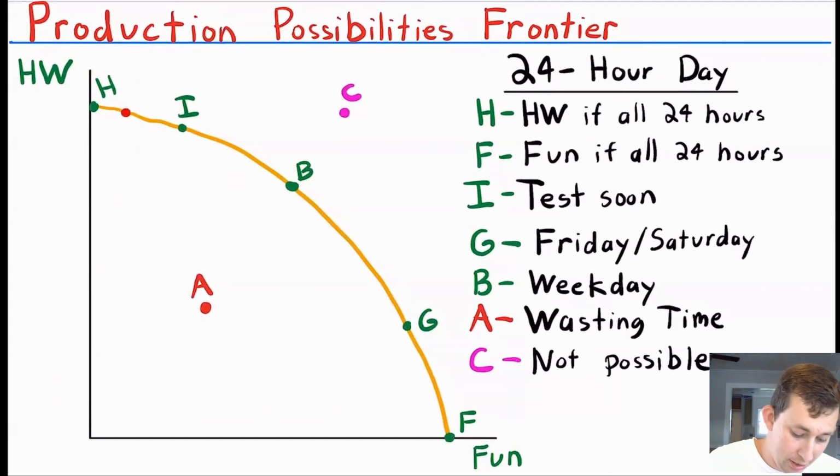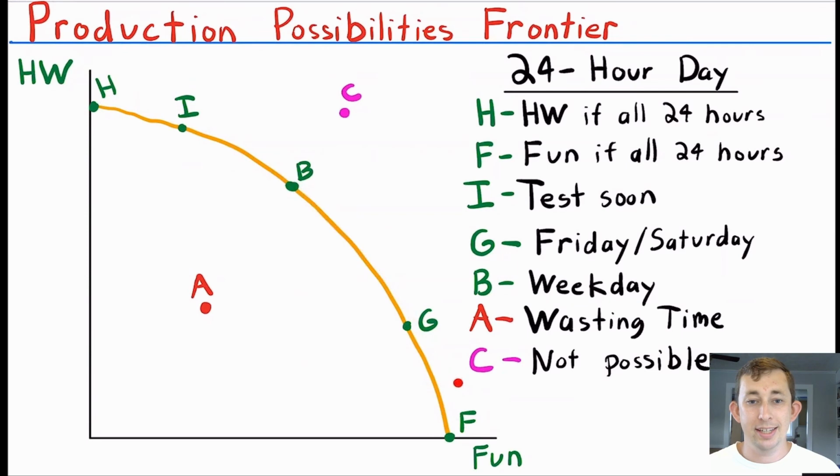We have point H. This is where I'm spending all 24 hours doing homework and none of my time is fun. I is maybe where I'm doing a lot of homework and not a lot of fun. So maybe I am studying for a test that's coming up. Maybe B is a point on the weekday where I'm kind of divided between some fun and some homework and it's kind of a good mix. Point G, maybe this is my Friday or Saturday where I do need to get some homework done, but I don't have to push as hard, so maybe I can have more fun. And then point F is if I was doing no homework and I spent all 24 hours doing fun.